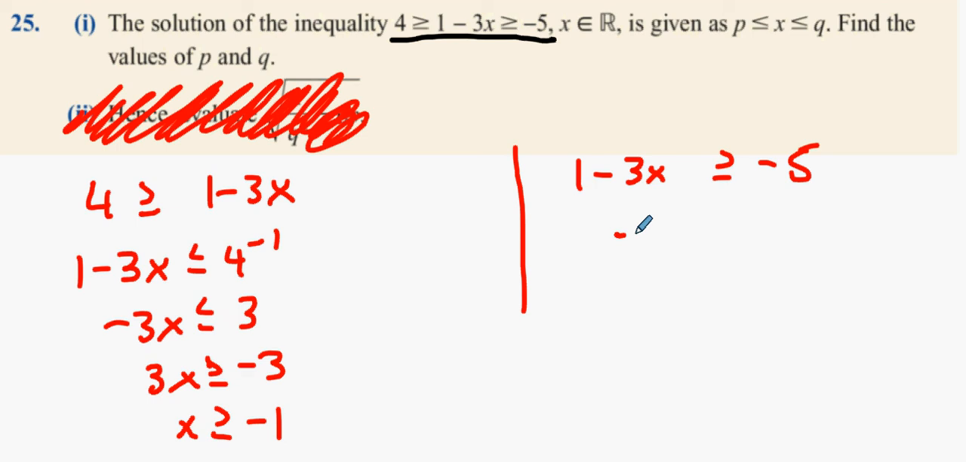What about the next one? Bring it over to your side, what do we get? Greater than or equal to? What do you say? Minus 6. What do we do next? Both sides by minus 1. Then what?